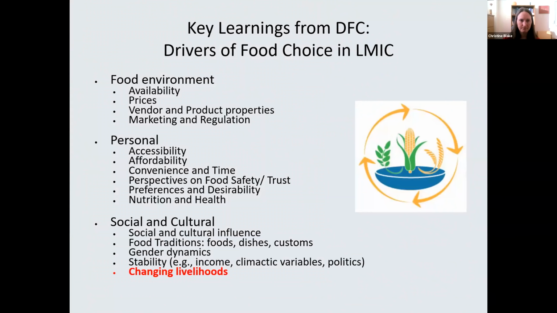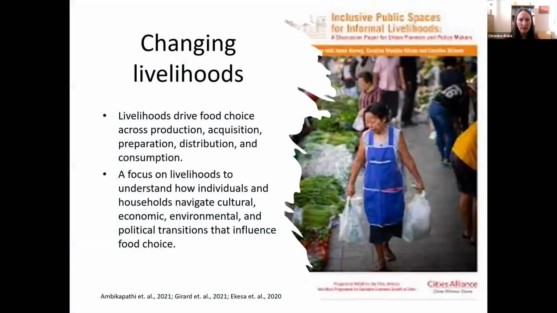Changing livelihoods is also an important consideration that we'll spend some time talking about in our final webinar, including the social and cultural interactions, time use, and food access, which drive food choice in different ways. So results from the DFC program offer new evidence on how different forms of changing livelihoods relate to food choice in LMICs in Africa and Asia across production, acquisition, preparation, distribution, and consumption.